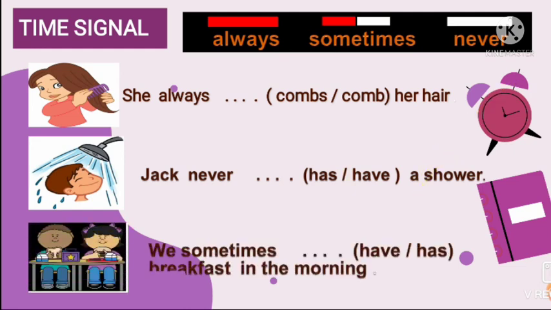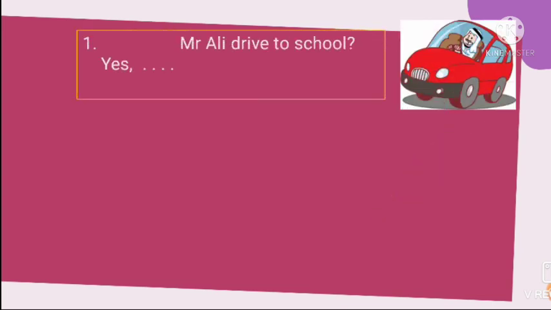Oh my god. Look at them. We sometimes blah blah blah breakfast in the morning. We have or has? Yes, with we it is have. So that's the time signal for the simple present tense.